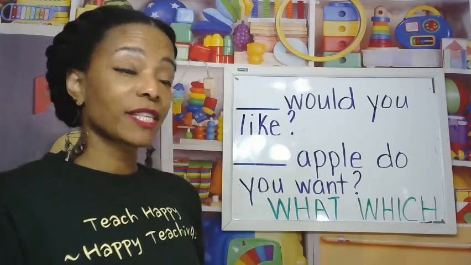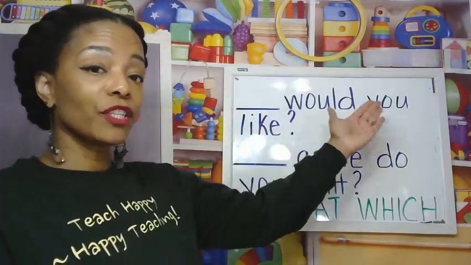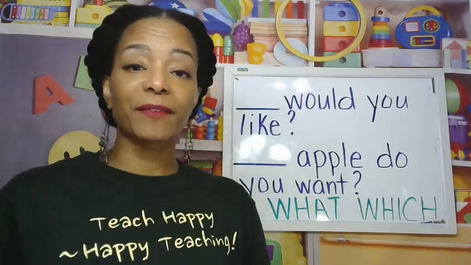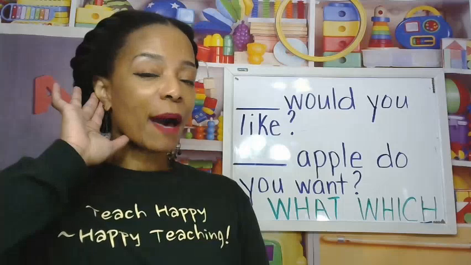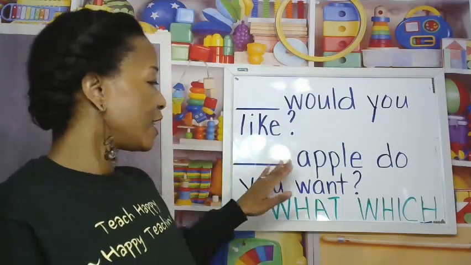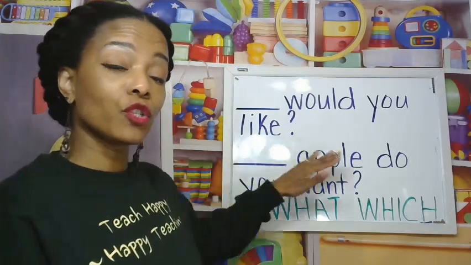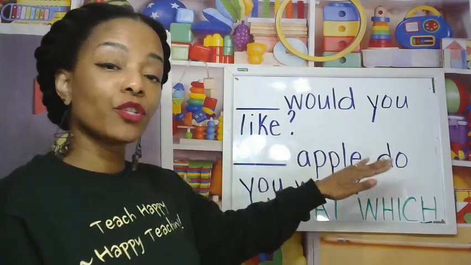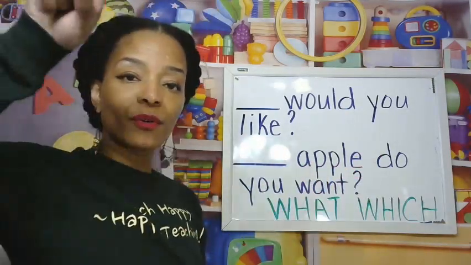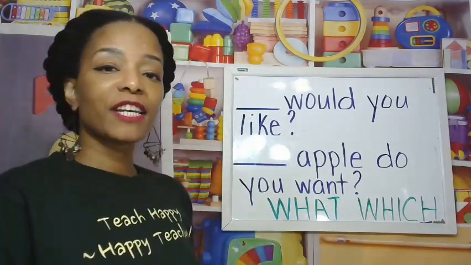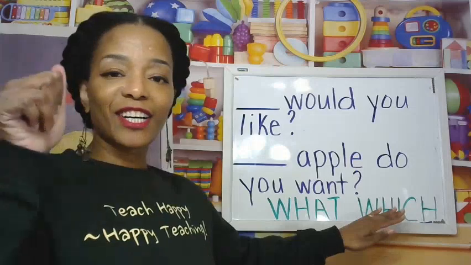Now have them read the sentence. What would you like? Lisa, what would you like? I'd like an apple. Great. Apple do you want? What apple do you want? Which apple do you want? Can you circle? Have them circle what word is correct. If she circles which, great job.